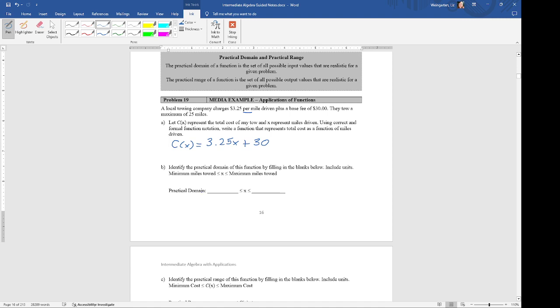Identify the practical domain of this function. So the practical domain, we can't tow a negative number of miles, so you can tow 0 miles. Say you called the tow company up, said I need a tow, suddenly your car actually started, you still have to pay that $30, but you didn't get towed anywhere. They can tow a maximum of 25 miles, and that comes from the problem.